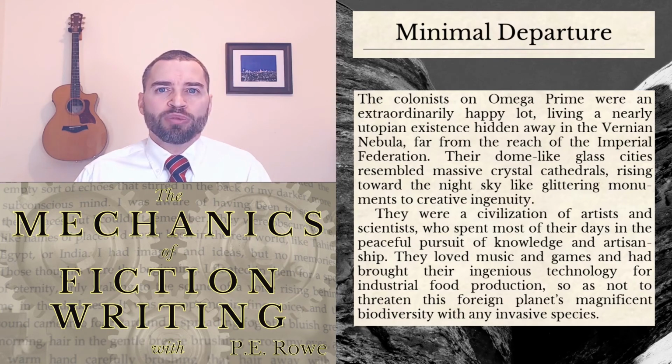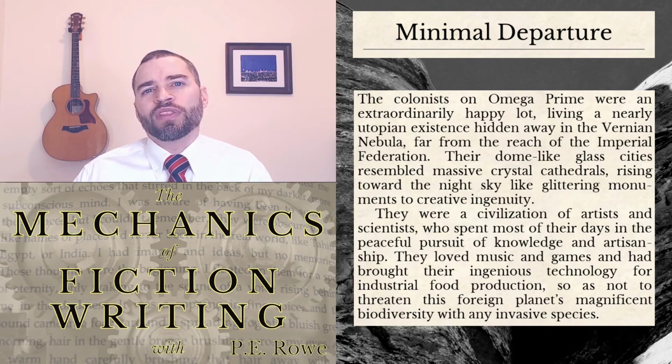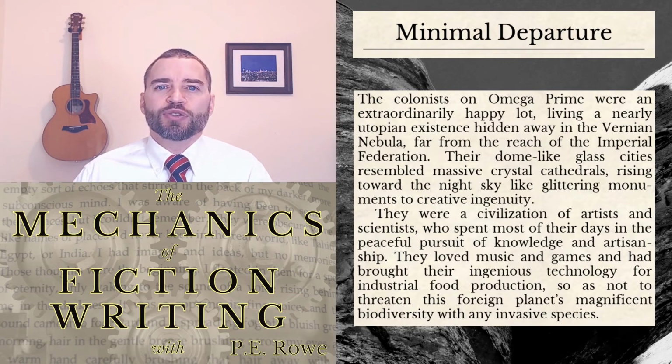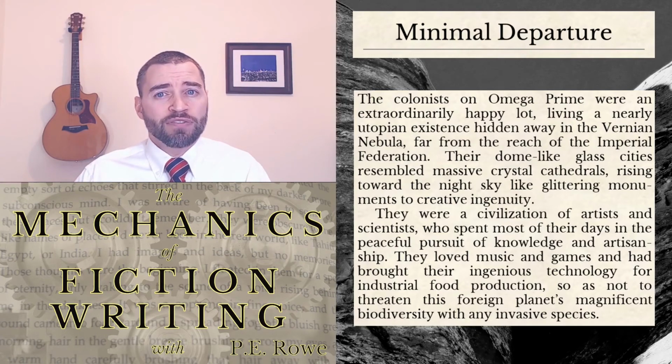The colonists on Omega Prime were an extraordinarily happy lot, living a nearly utopian existence hidden away in the Vernian Nebula, far from the reach of the Imperial Federation. Their dome-like glass cities resembled massive crystal cathedrals rising toward the night sky, like glittering monuments to creative ingenuity. They were a civilization of artists and scientists who spent most of their days in the peaceful pursuit of knowledge and artisanship. They loved music and games and had brought their ingenious technology for industrial food production, so as not to threaten this foreign planet's magnificent biodiversity with any invasive species.